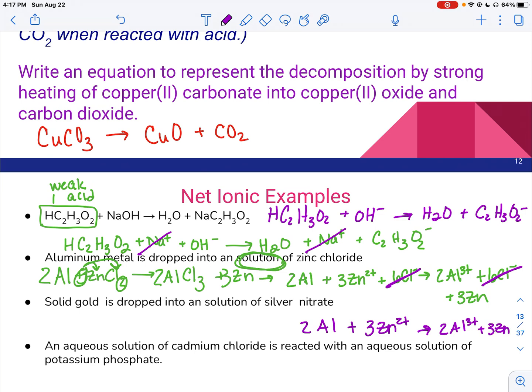If you wanted to wait until now to put the coefficients in, that's fine. Make sure your charges are also balanced. So here we have 2 plus multiplied by that 3 coefficient. That does apply to the charge. So that's 6 plus. And then we have 3 plus multiplied by the 2. So that's 6 plus. So this is our net ionic equation.